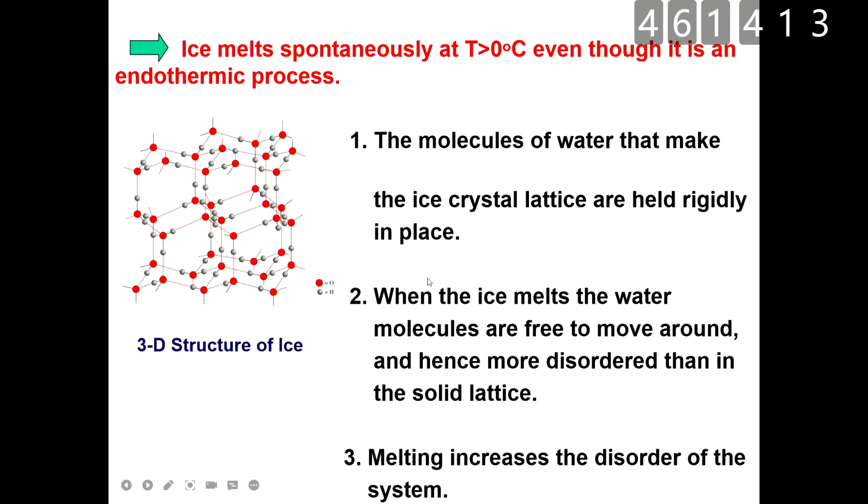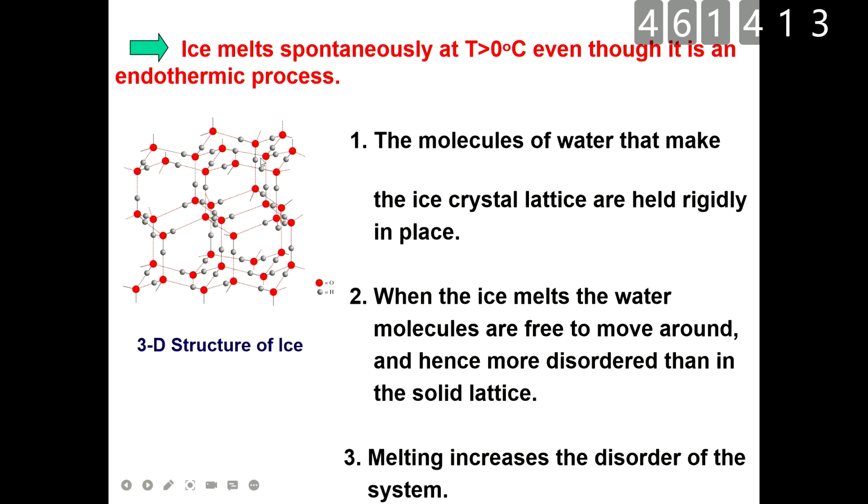Okay, so here we can see ice melts spontaneously when the temperature is more than 0, even though it is an endothermic process. The reason is it absorbs heat, but its disorder increases. So this process can also be spontaneous.